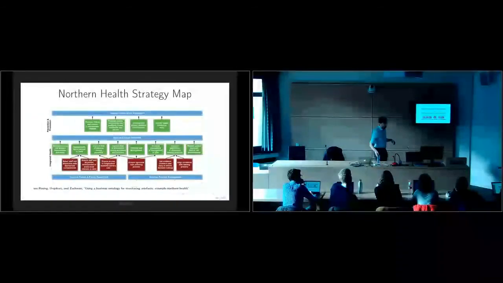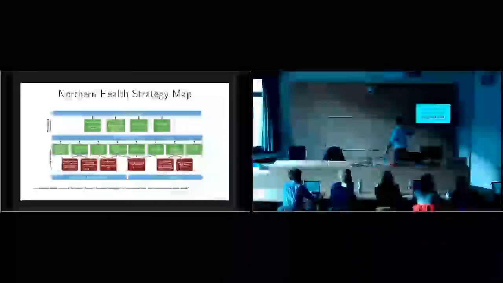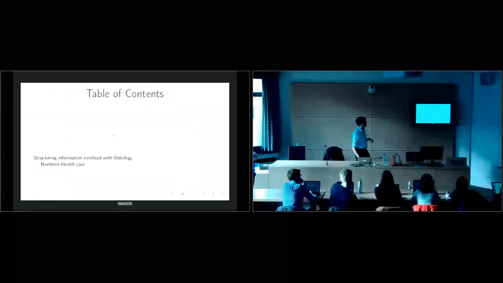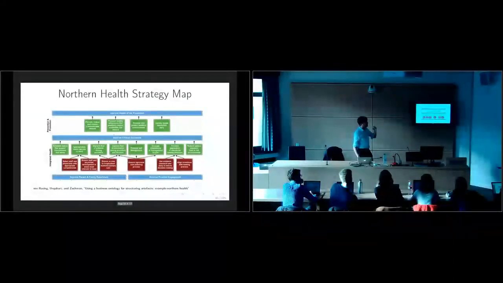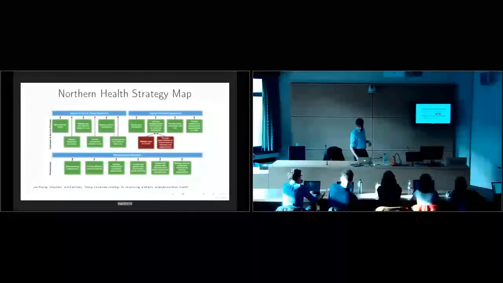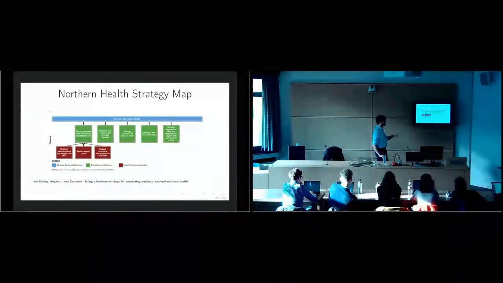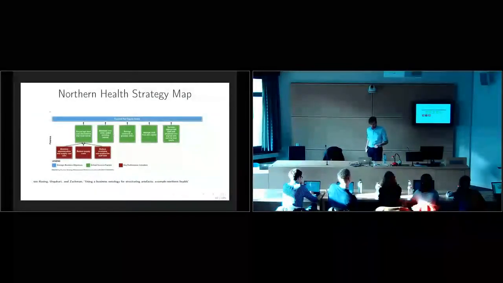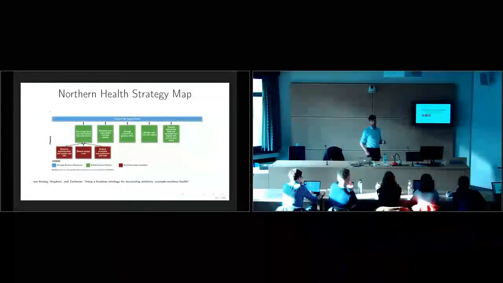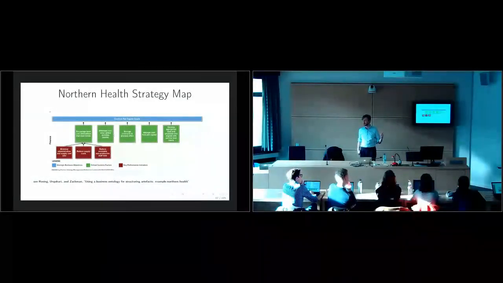Yeah, and that is another case, also from the Northern Health case. This relates to the table I've shown you here. So here we have an example of a strategy map. In a strategy map, we find instances of different kinds of objects: strategic business objectives, critical success factors, and KPIs. Okay, but those strategic business objectives, critical success factors, and KPIs appear in other models as well.